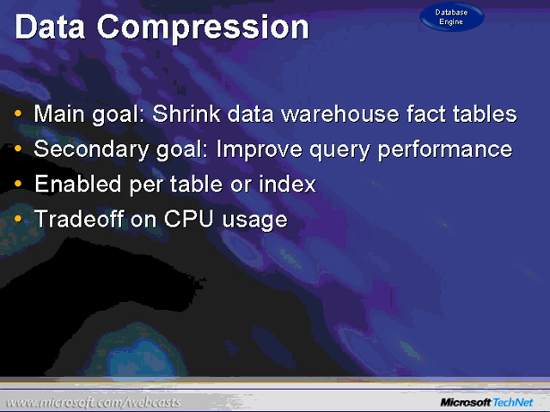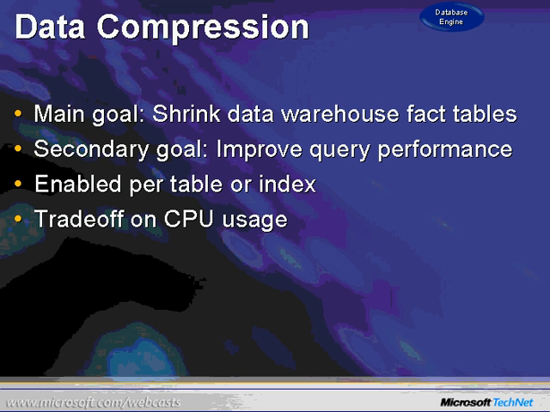A further improvement on the database engine side of things is data compression. The main goal there is to shrink data warehouse fact tables, and only a secondary goal is to improve query performance. The data compression functionality comes in a number of different flavors that I'm going to cover on the next couple of slides. But keep in mind that it can be enabled on a per table or index basis. And if you're using compression, you're facing a trade-off between storage savings and CPU usage increases.